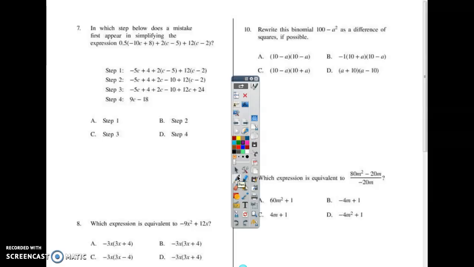You are just doing this by hand, and you're going to tell me where they messed up. So step number 1, they're distributing here and here. Does it give you this? 0.5 times 10 in the calculator, does it give you negative 5? And then 0.5 times 8 in the calculator, does it give you 4?